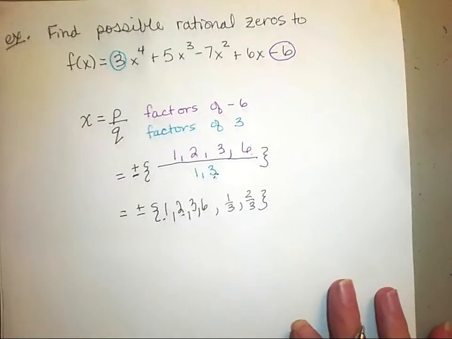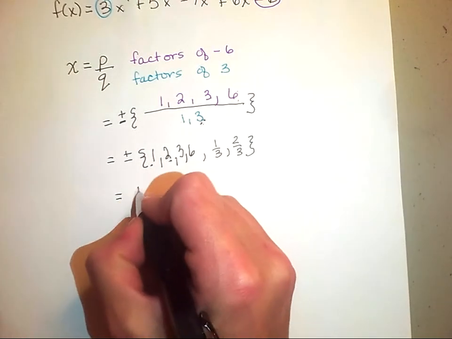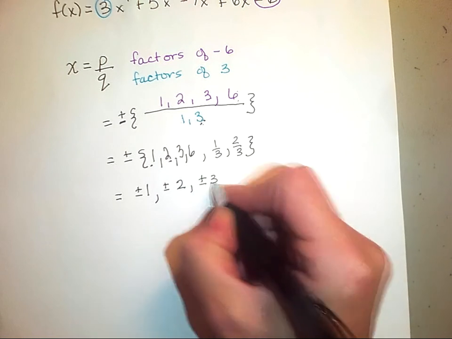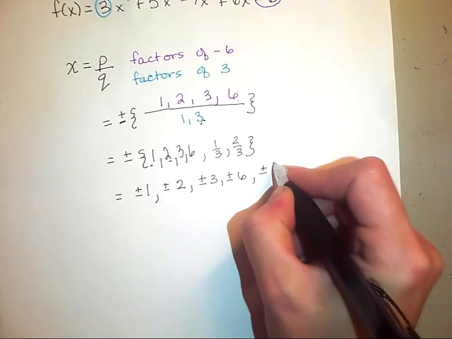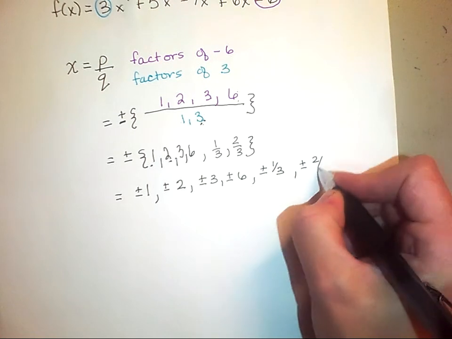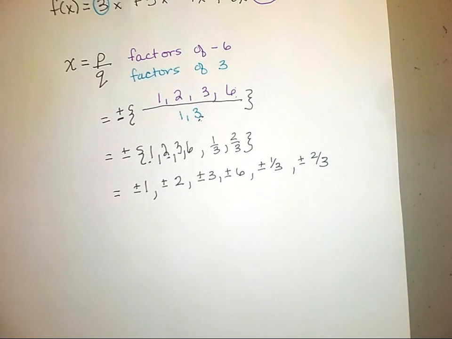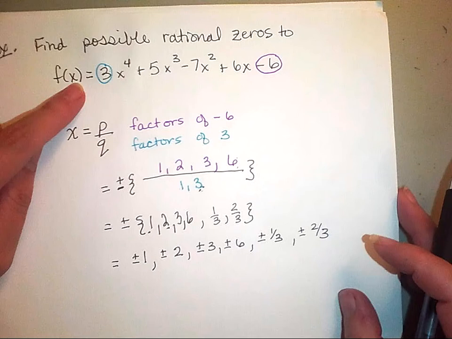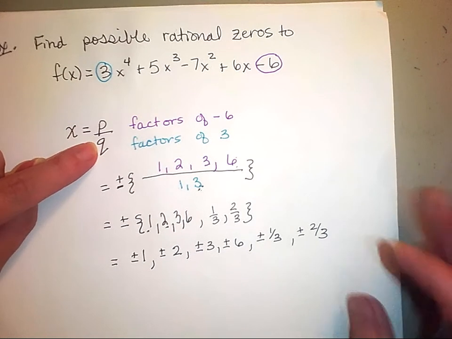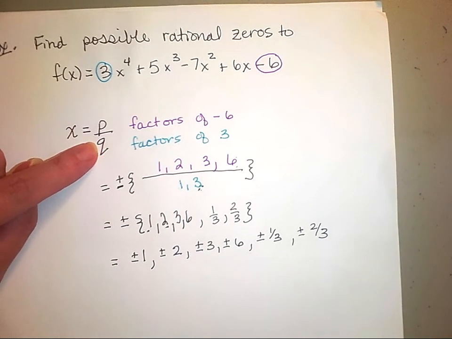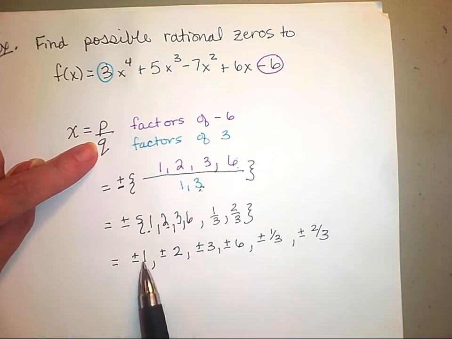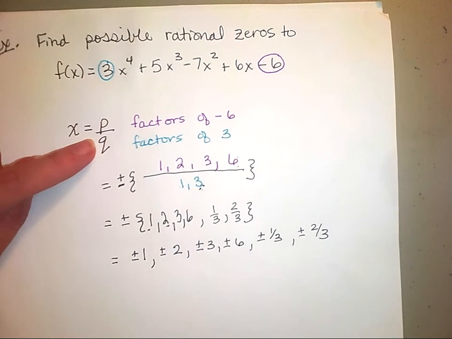Now, if you don't write it in set notation, you need the plus or minus in front of every single one. Plus or minus 1, plus or minus 2, plus or minus 3, plus or minus 6, plus or minus 1/3, and plus or minus 2/3. So if this polynomial that we were given has a solution that is a rational number, these are the options. Now, it doesn't necessarily mean that one of them will be, but these are the possibles. So there's 2, 4, 6, 8, 10, 12. There's 12 possible rational zeros to this equation.